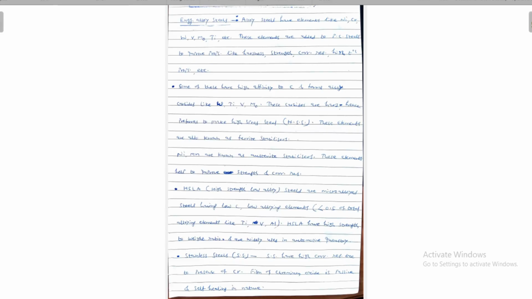Some of these alloying elements have more affinity towards carbon, so they easily form their respective carbides, like tungsten, titanium, vanadium, molybdenum. These carbides are very hard in nature. So wherever more hardness and cutting ability is required, for example in high speed tool steel, these alloying elements will always remain present.